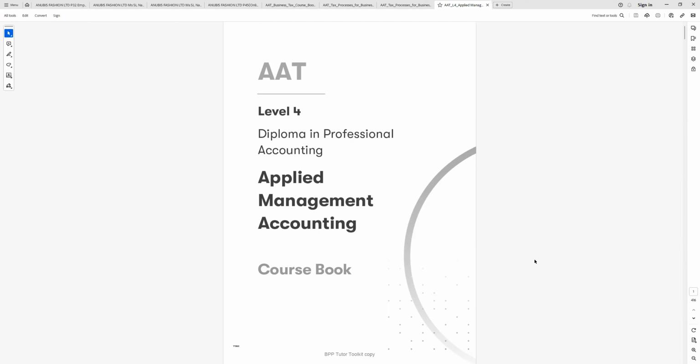But with the QA 2022, the combination of these two papers is one paper. So now it's not two papers, it's only one paper. So for that reason, the AAT level 4 syllabus is a little bit less than AQS 16. So we have only 3 mandatory papers, and this is one of them.